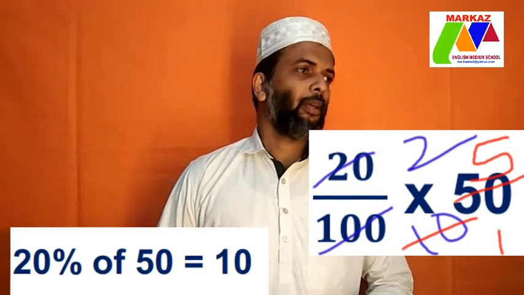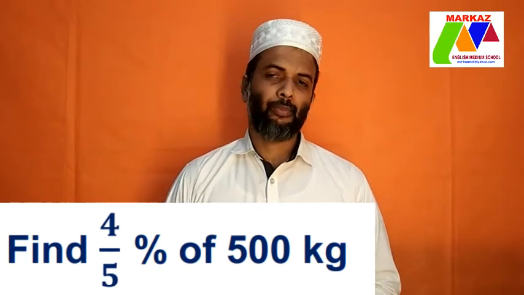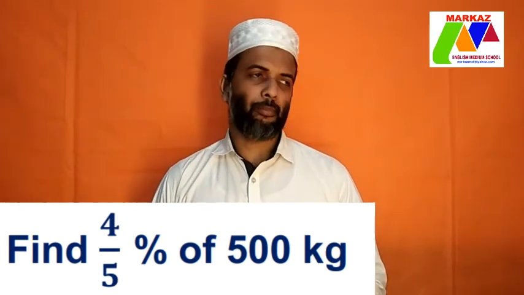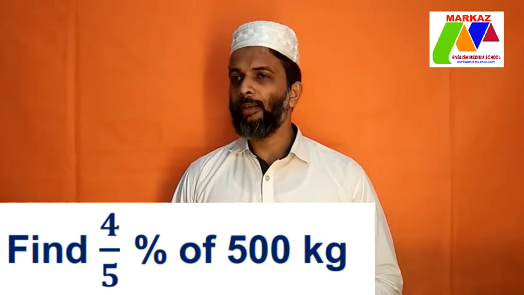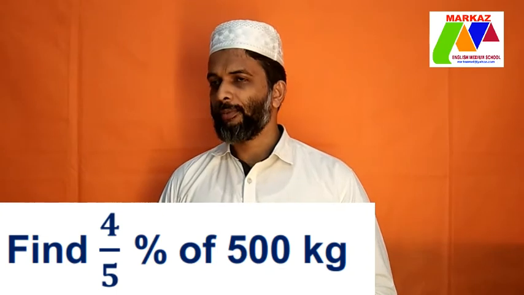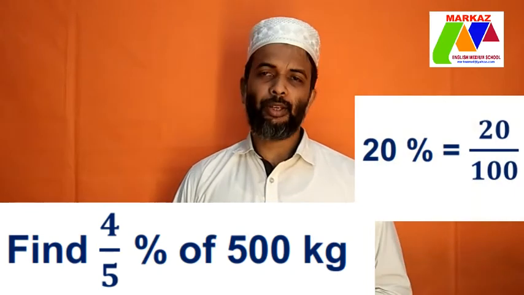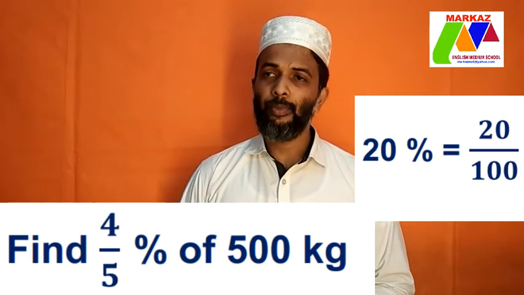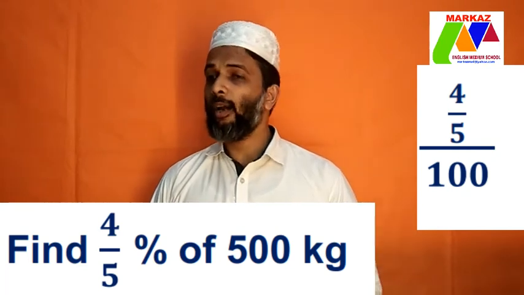Next, let us solve some questions with fractions. Find 4 by 5% of 500 kilogram. Children, listen here. In this question, the percentage is given in fraction. So you have to find the answer carefully. How to find the answer? You know, 20% is equal to 20 by 100. Similarly, 4 by 5% is equal to 4 by 5 by 100.